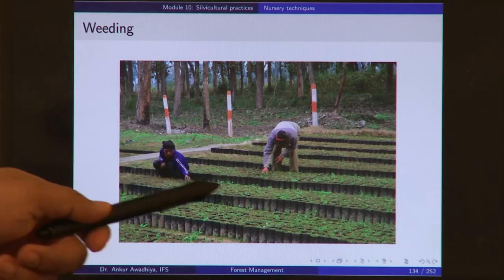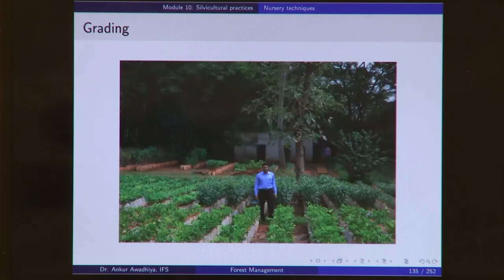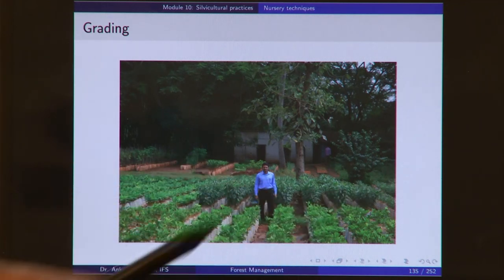This is a weeding operation being done. Here you have these polythene bags in which you have the plants, and the grasses or other plants that are growing in these polypots together with your plant of interest are being manually taken out. So, this is the weeding operation. We also perform a grading operation in the nurseries, and in the grading operation, those plants that are of the same size and showing the same growth characteristics are kept together. So, they will be sent out as a lot.